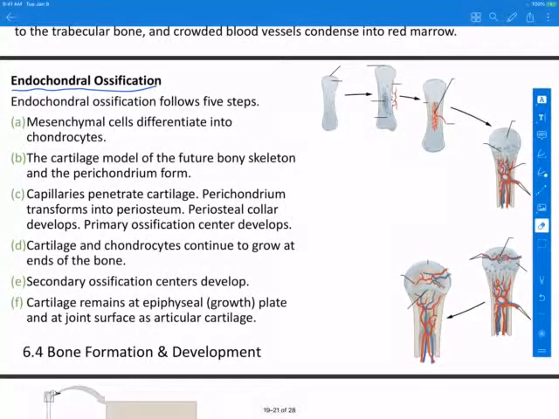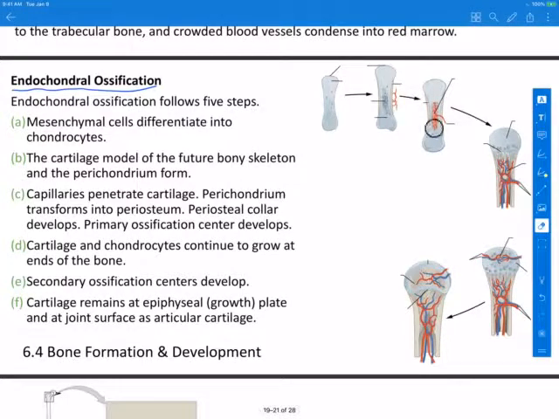And you can see it on both sides. This is the bony collar right here. And that's all because the blood brought the osteoblasts that secreted the bone. So the capillaries penetrate the cartilage, and they deposit this bone inside the cartilage model, which you can see right here. And this forms what is called the primary ossification center. So the very first place inside the cartilage skeleton that you lay down bone is called the primary ossification center.